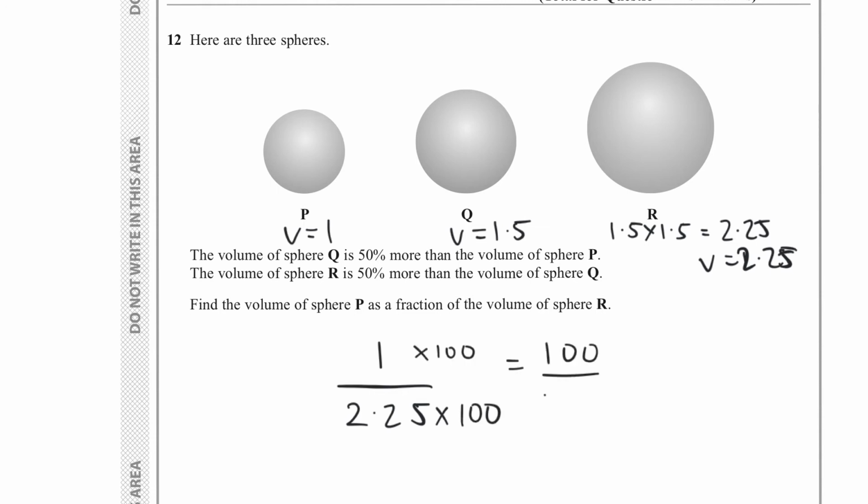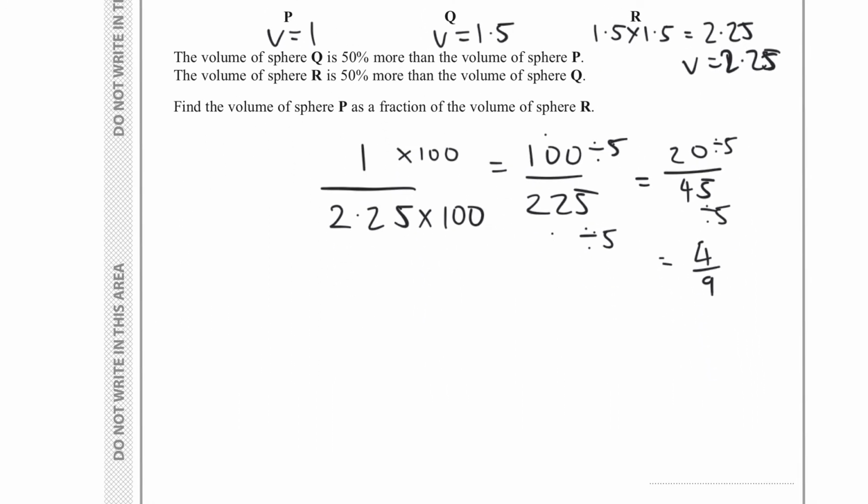That's 100 over 225. I can divide both top and bottom by 5 to simplify it, and that will leave me with 20 over 45. Then I can simplify this further by dividing, again, both top and bottom by 5, which would be 4 over 9. Another way you could have worked it out is if you just divided both top and bottom by 25. But if you needed to take that step further, that's absolutely fine. So that would be your final answer.